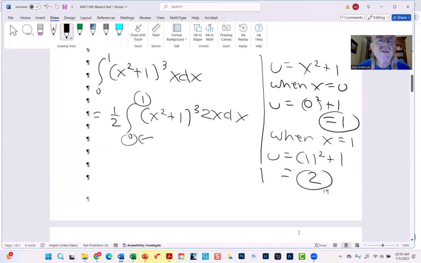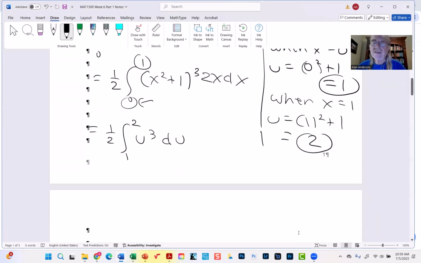And so now we can rewrite this whole thing as 1/2 the integral from 1 to 2. And now we can use our U substitution. We have U cubed du. See, that's the only change, by the way. That's it. That's the only change, but it's easy to forget. You have to be very careful. It's easy to forget about this part.